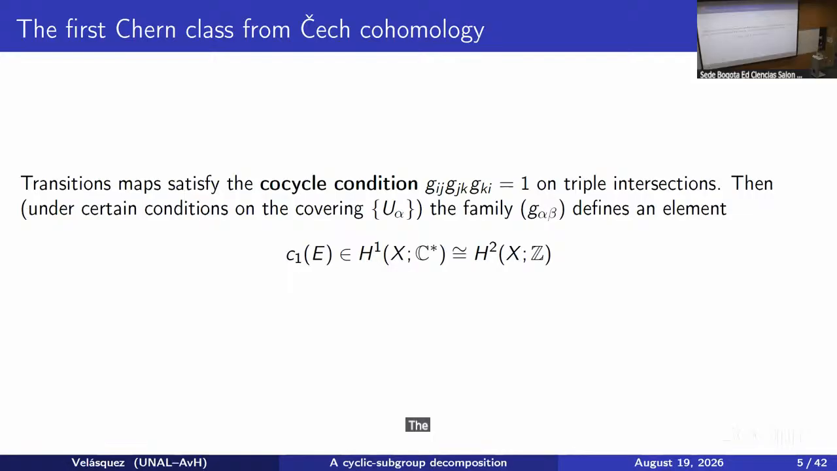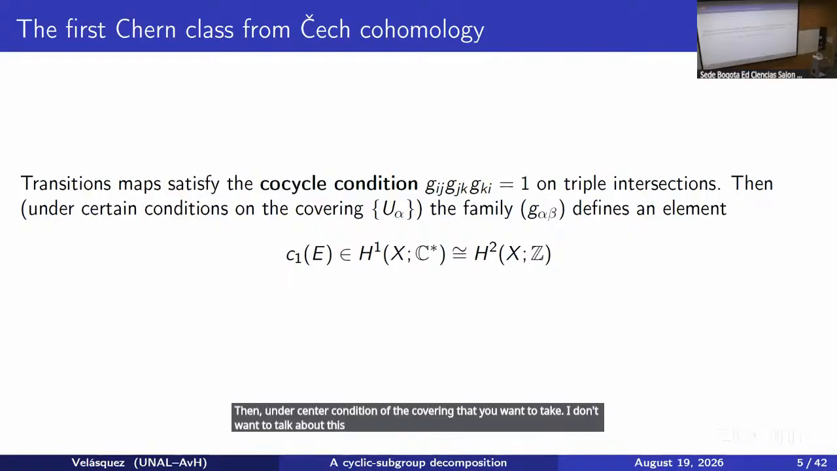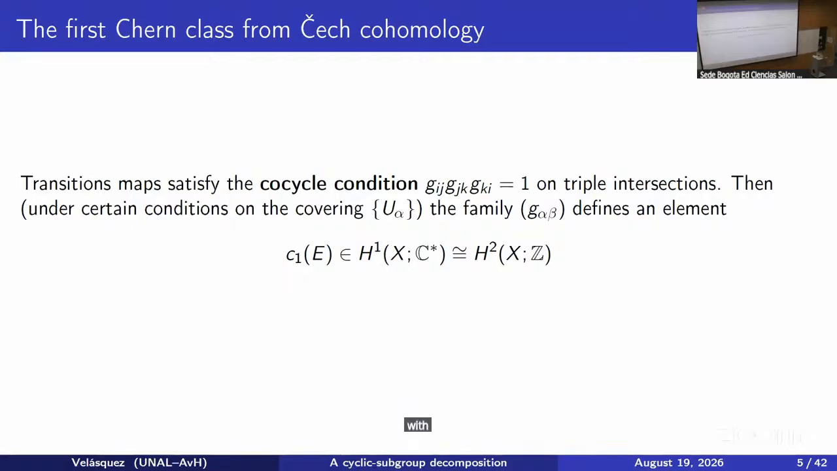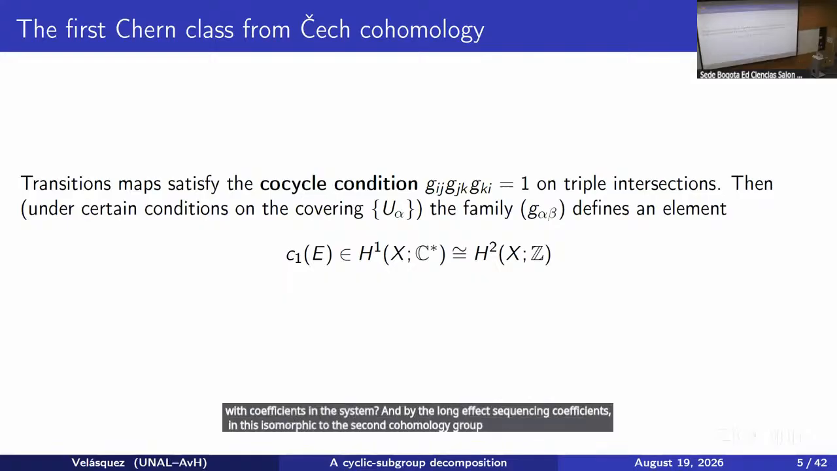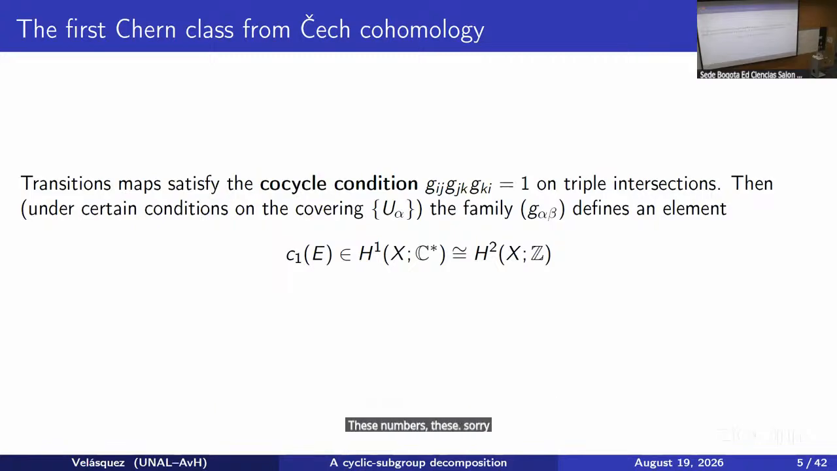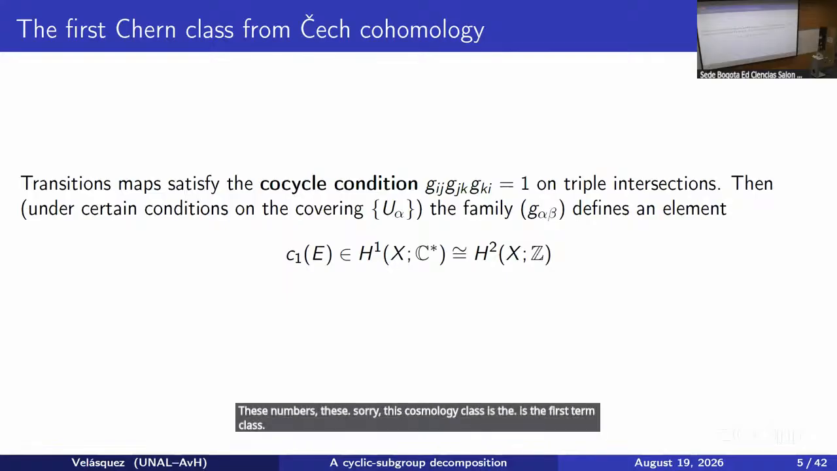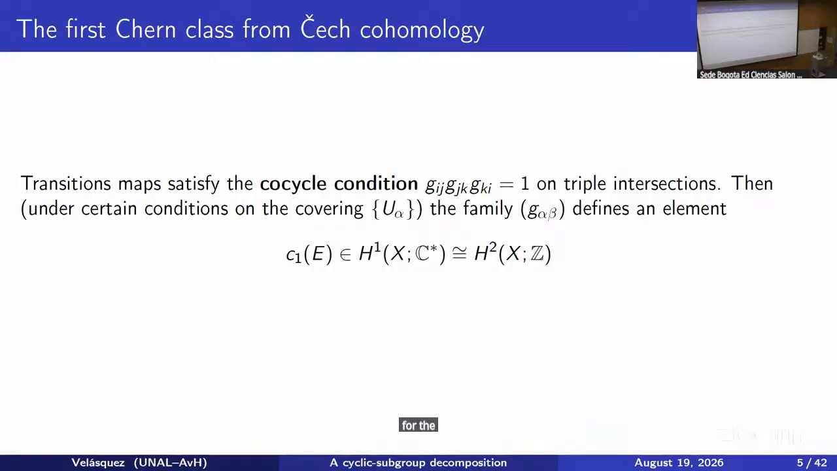Then, under some condition on the covering, that I don't want to talk about, but if we have good coverings, this family of transition functions defines an element in the first cohomology group of the space with coefficients in C star, and by the long exact sequence in coefficients, it is isomorphic to the second cohomology group of the space with integer coefficients. This cohomology class is the first Chern class. It's called the first Chern class.